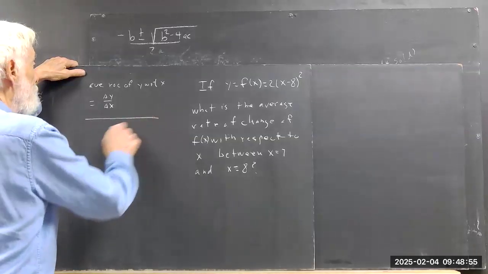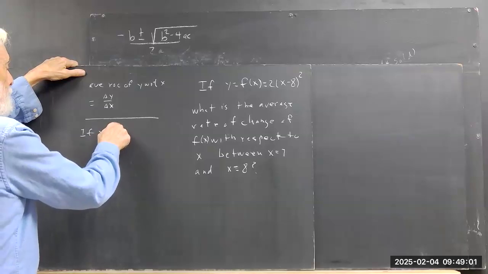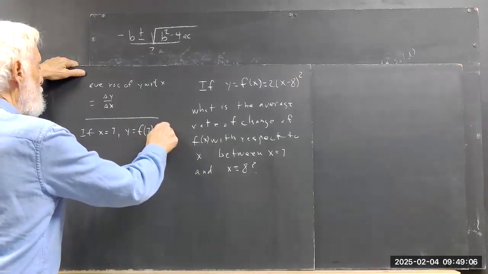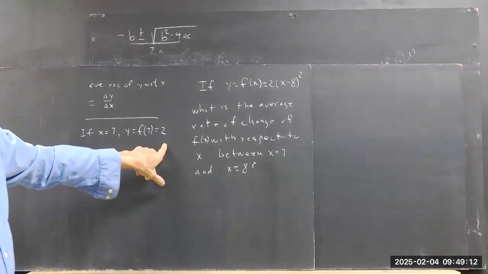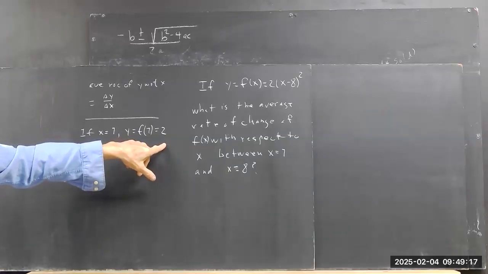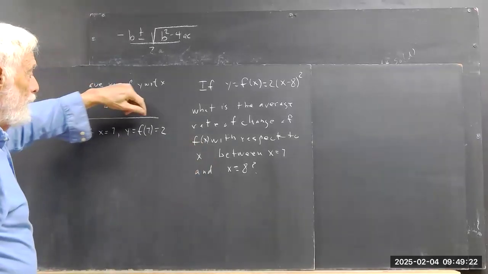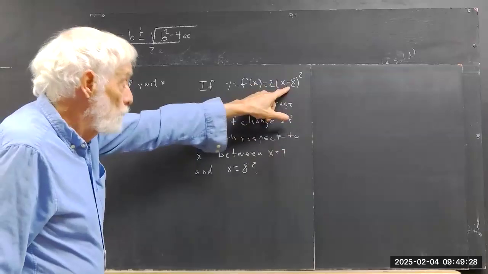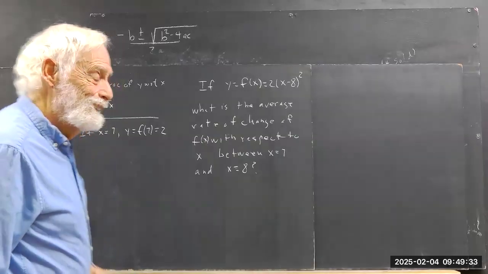So if x is 7, y equals f of 7, which, as you know, is 2, because everybody got that. What I mean is, you had all the pieces, you just didn't put them together. I'm not going to write out details of f of 7, but we just plug 7 in here. 7 minus 8 is -1. You square -1 and multiply by 2, and surprisingly, you get 2.